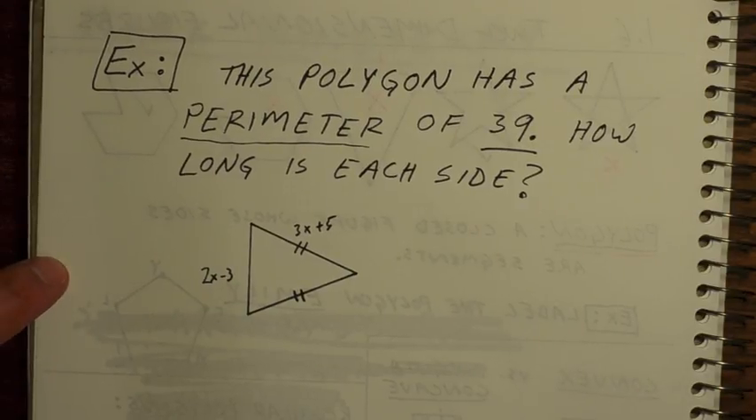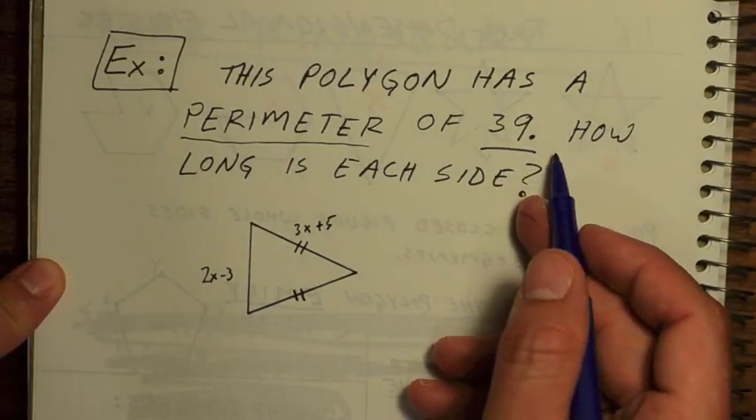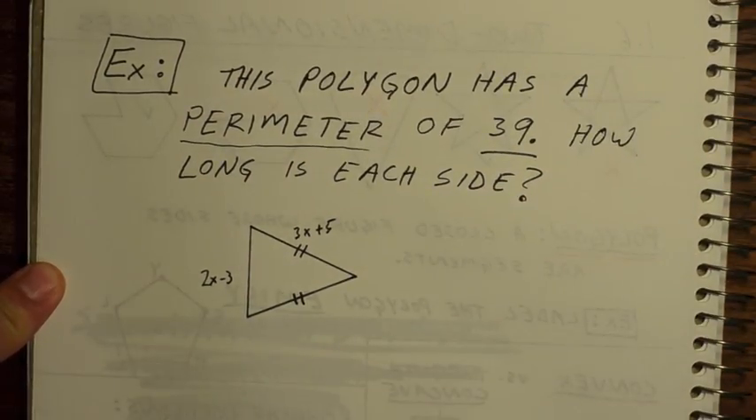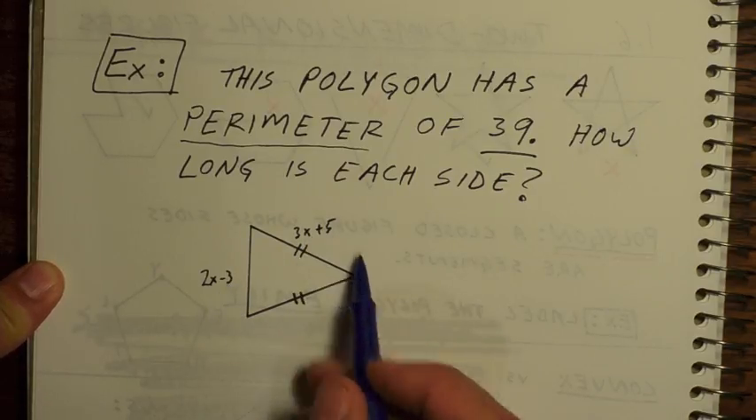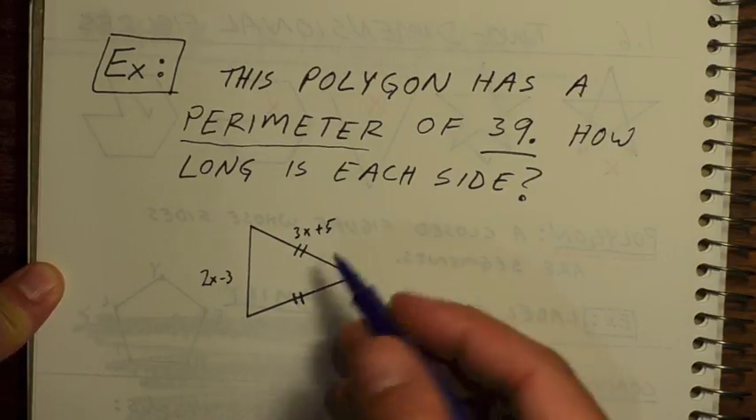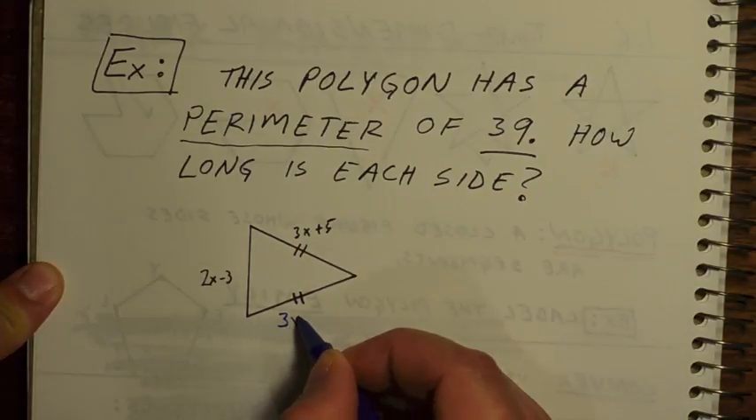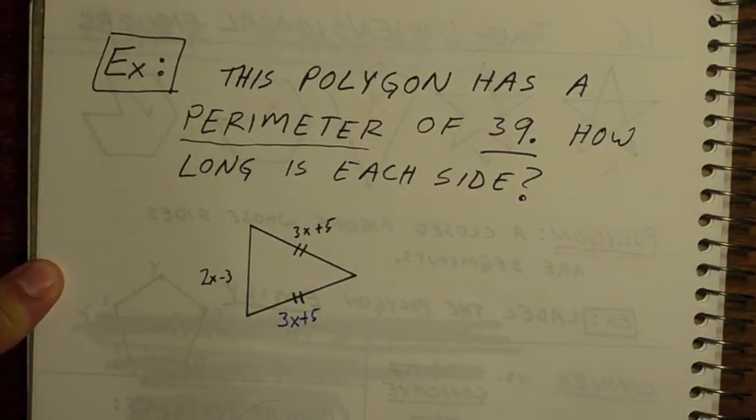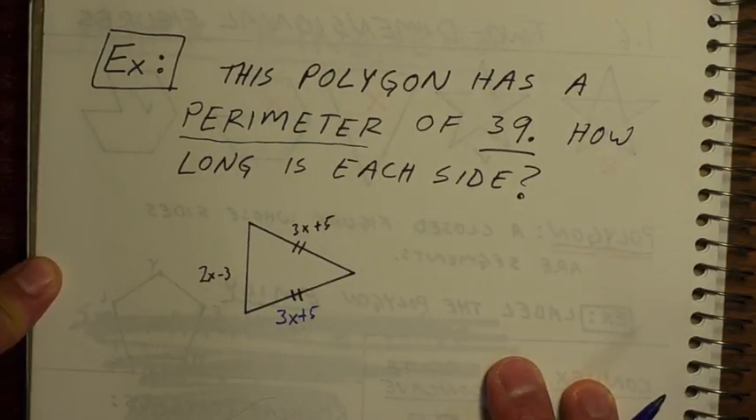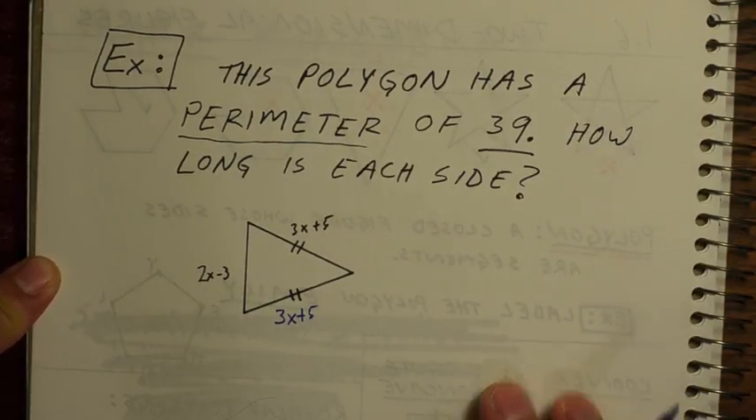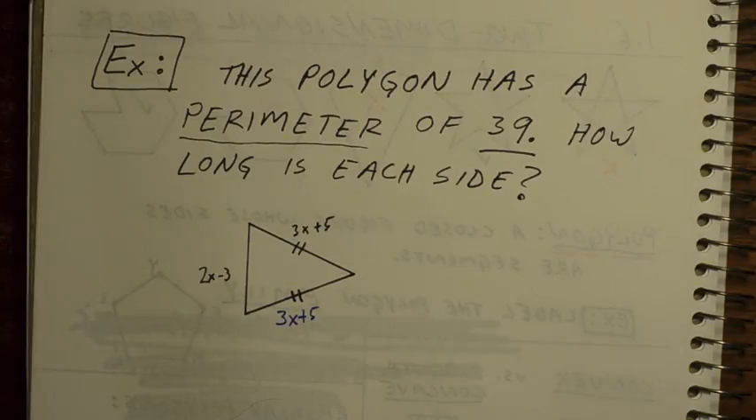Here's a little example problem. We see this polygon has a perimeter of 39 units. How long is each side? Well, each side is labeled as 2x minus 3, 3x plus 5, and then these congruence marks indicate that this side is also 3x plus 5. And so in order to find out how long each side is, we must first figure out how big is x. So we'll set up an equation.